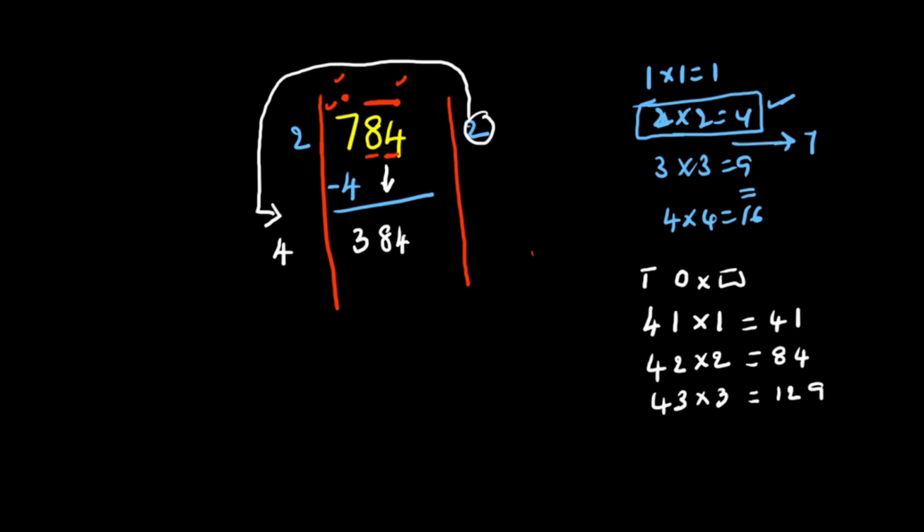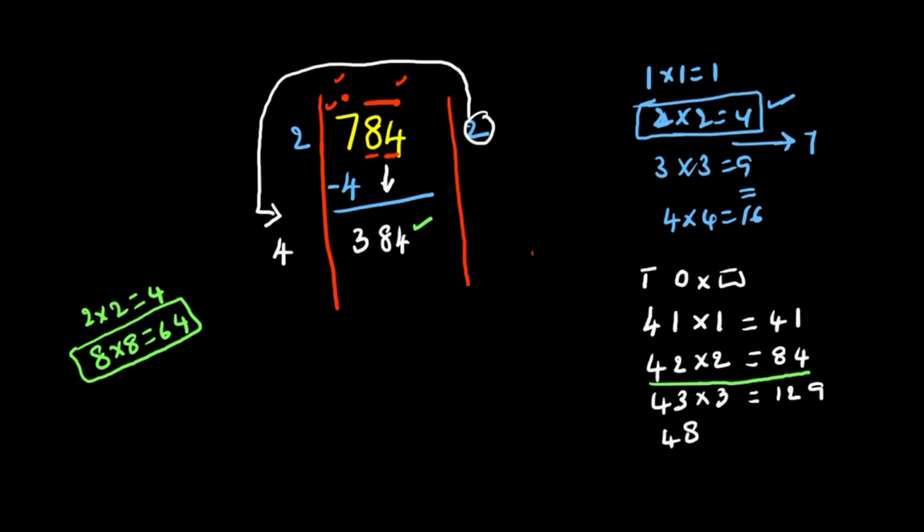So similarly, the last number we have is 4, so there are only 2 possible chances to get the last number 4, that is 2 2s are 4, again 8 8s are 64. So we should select a number in this. Already I have tested here, that is 42 into 2 is equal to 84, but I want here 384, so I am going to check with this number. 8 8s are 64, right? So now I am going to take here the 8 after 4 and will multiply by 8, then 8 8s are 64 and 8 4s are 32 plus 6 is 38, 384.